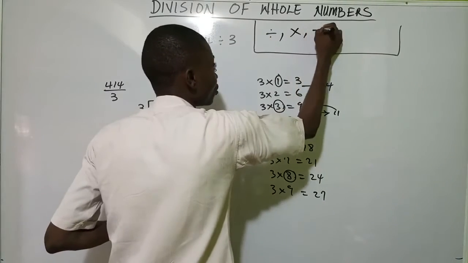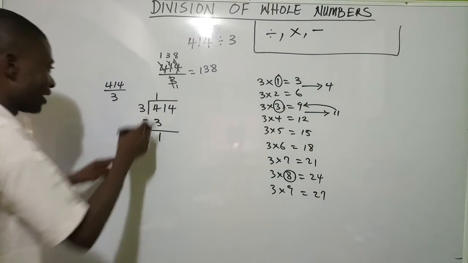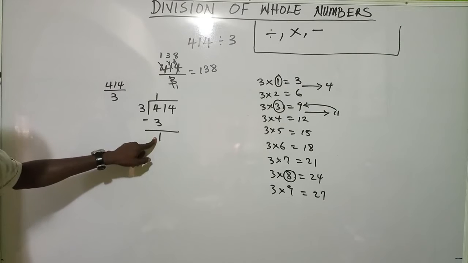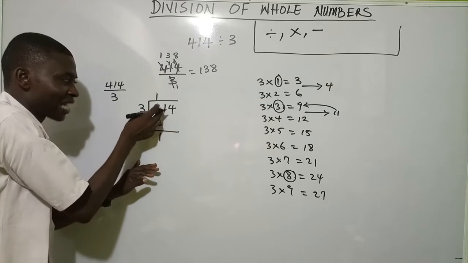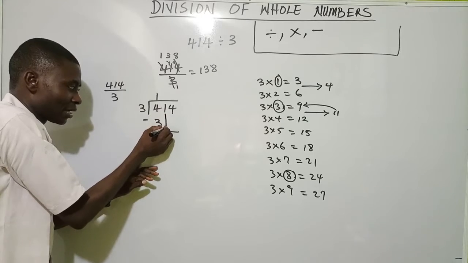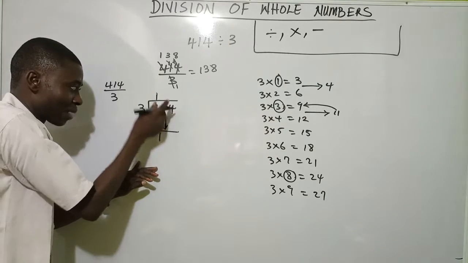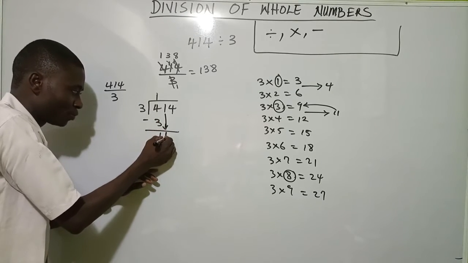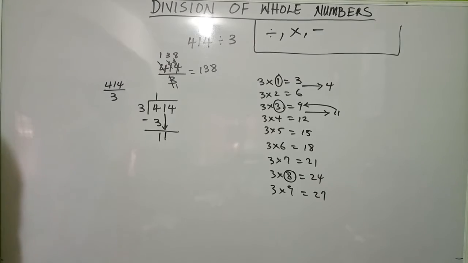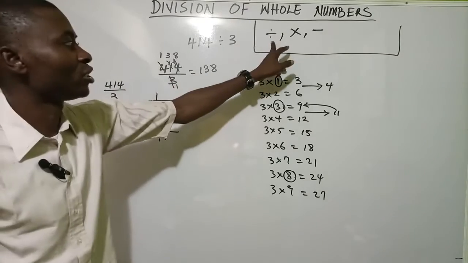So the next step is to subtract. That's what I've done. 4 minus 3 is 1. How many 3 do I have in 1? It's not possible. So what do I do? I will bring down the next number you are seeing here. I'll bring it down. Use an arrow to show that I'm pulling this one down. I'll drop it here. It becomes 11.